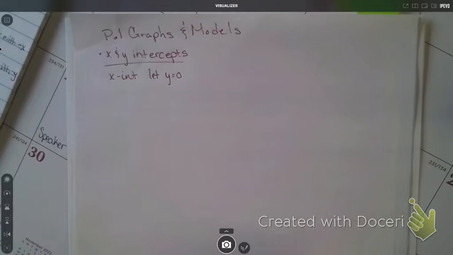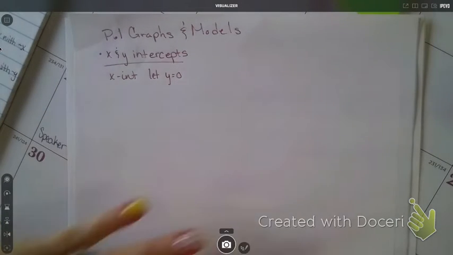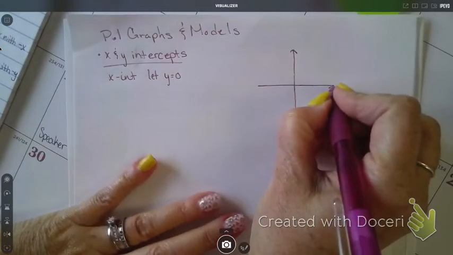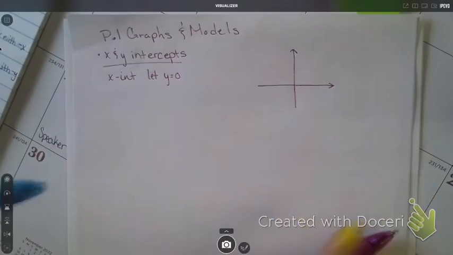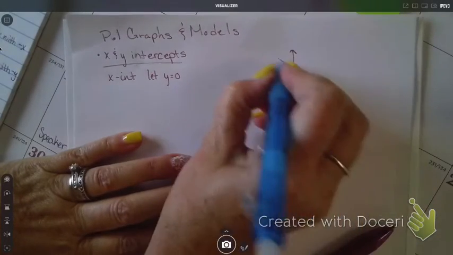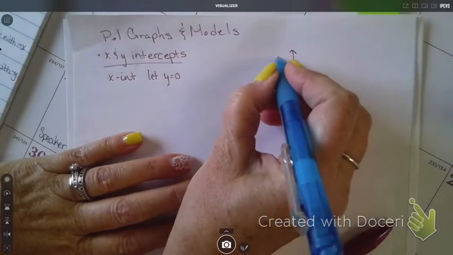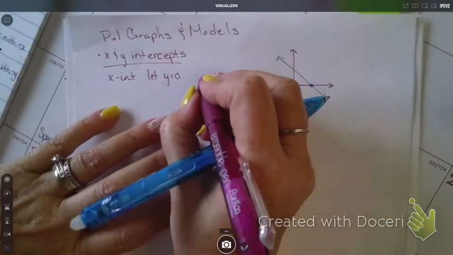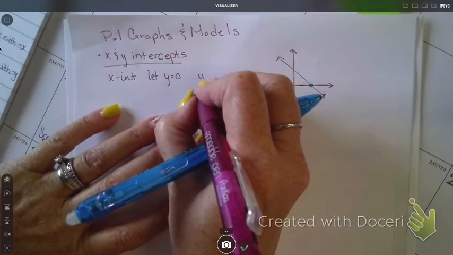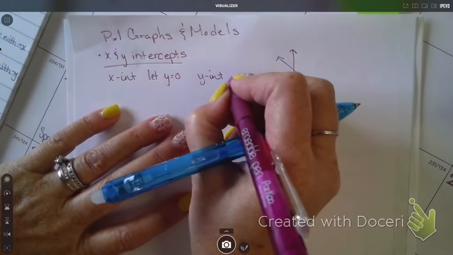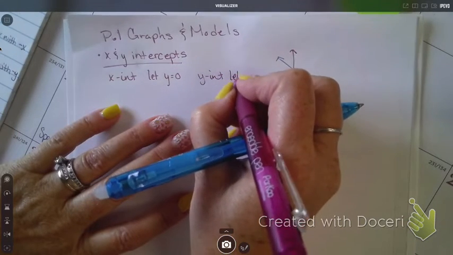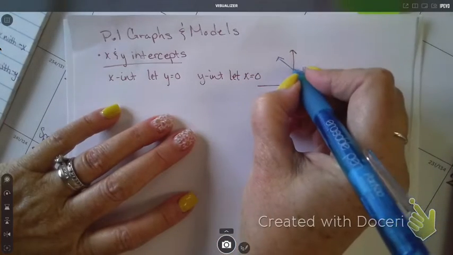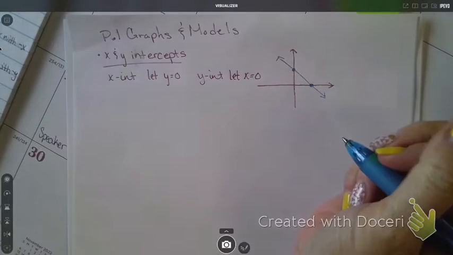So for an x-intercept, when it hits the x-axis, when a graph crosses the x-axis, the y is always going to be 0. Okay? So a y-intercept, set x equal to 0, because you're always going to have an x being 0 there.